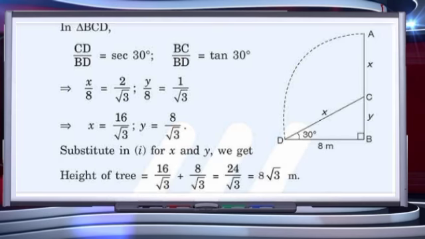Now the complete height of the tree. So students, complete height of the tree will be given by x plus y. So that is 16 over root 3 plus 8 over root 3, that is equal to 24 by root 3, equivalent to 8 root 3 meter. So hence the height of the tree is 8 root 3 meters.